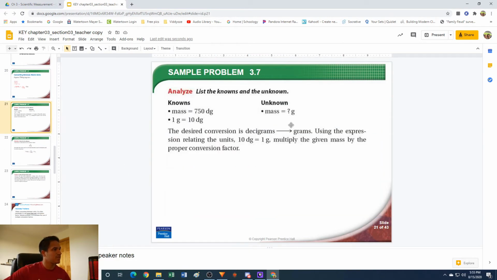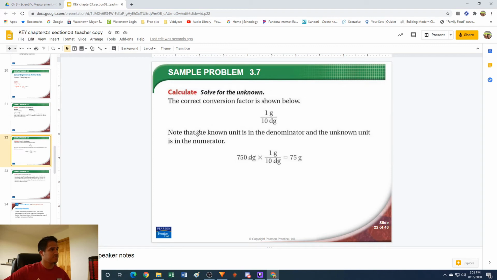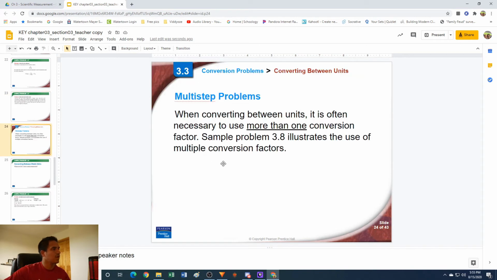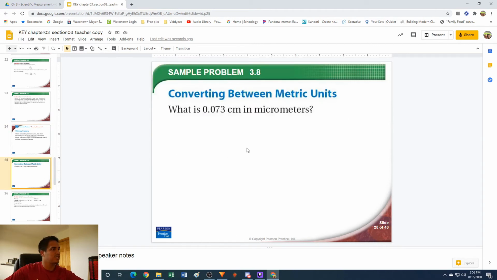If we look at the math again that they show, the known values are 750 decigrams, and 1 gram is 10 decigrams. And they do the same math we do. They get 75, just like we did. So, all right. Now, really where dimensional analysis shines is with multi-step conversion problems. So when we're converting from one unit or more than one unit to another, this is really where things are nice.